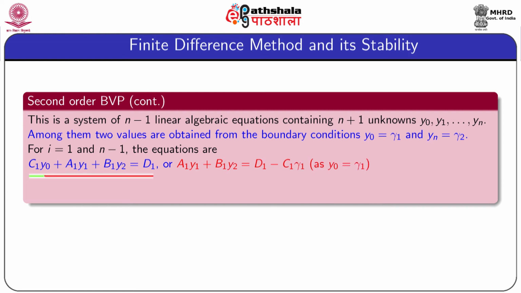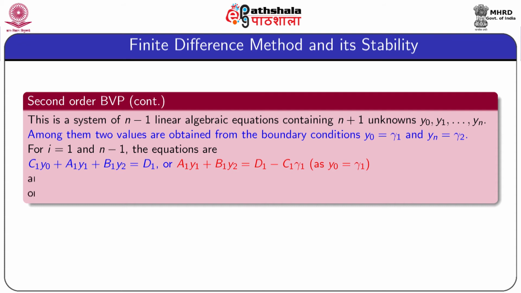c1 y0 plus a1 y1 plus b1 y2 equal to d1, or a1 y1 plus b1 y2 equal to d1 minus c1 gamma 1, because y0 equal to gamma 1, this is a known quantity. So in this equation only two things, that means y1 and y2, are unknown, and the right hand side is a known quantity.